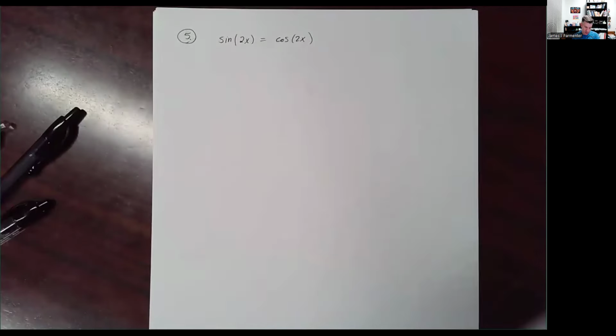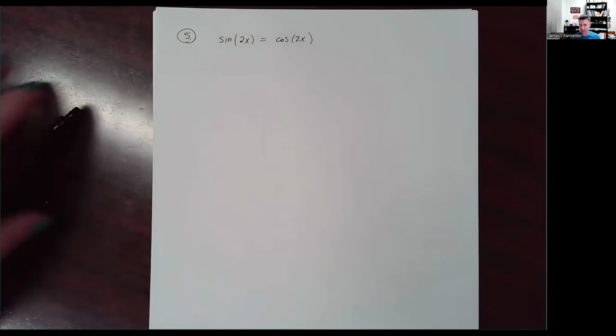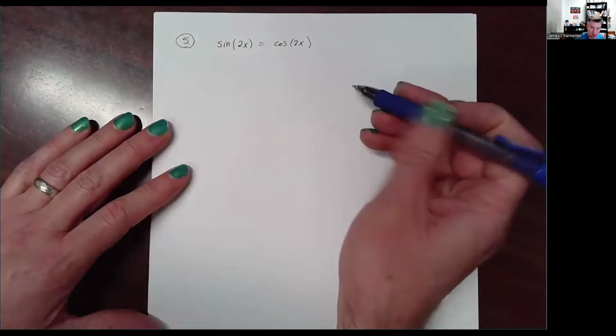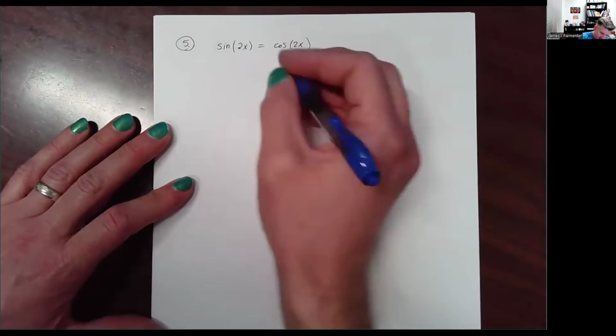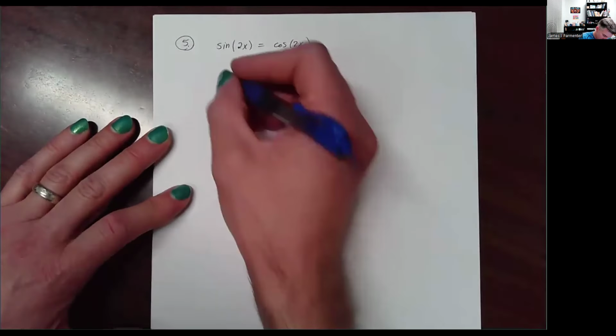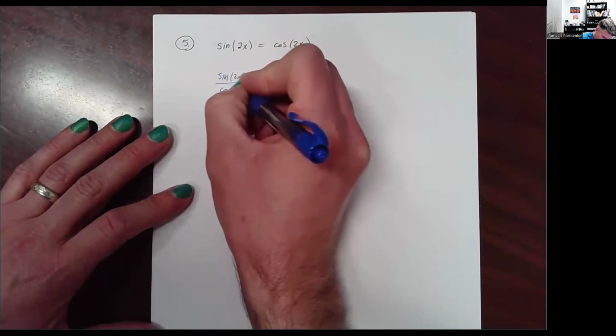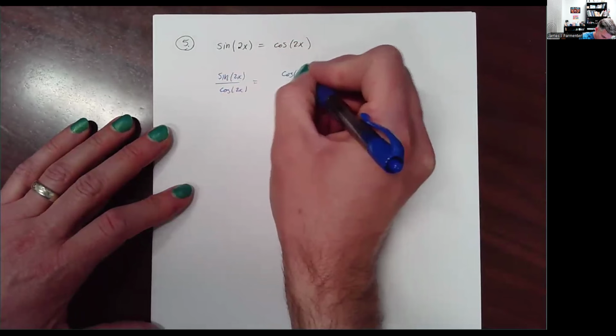As an extra tangent example. Oh, here's another tangent example just hiding. Sorry, I knew better. I just didn't know I knew better. So to solve this one, you would start off by first saying, let's divide both sides by cosine of 2x. The sine of 2x divided by cosine of 2x equals cosine of 2x divided by cosine of 2x.